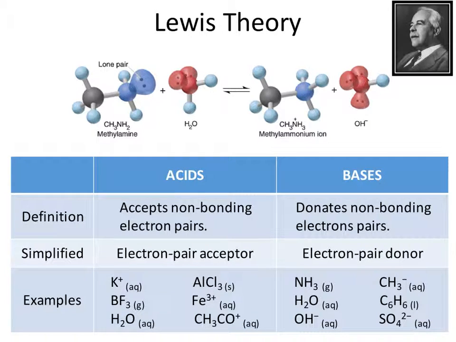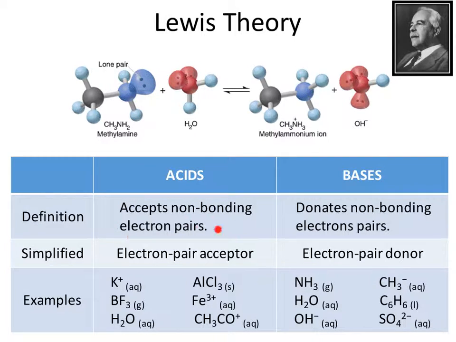So one expansion to this definition was Lewis theory. And Lewis said, well, some of these things don't work with the protons, they don't work with the OHs, but still some things act as acids and bases. Now, if we look at this example here, methylamine reacts with water to produce a methylammonium ion and OH. So in this case, methylamine is acting as a base. How is it acting as a base? It's not accepting any protons. It's not accepting anything else. In this case, well, it actually is, but the key part here is all about these electrons.